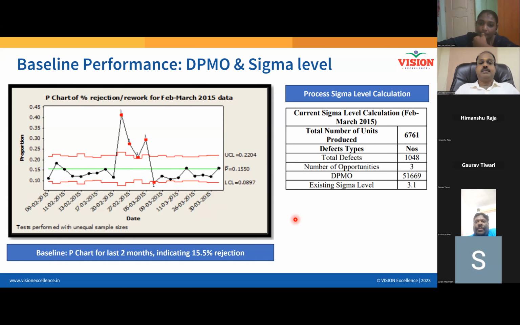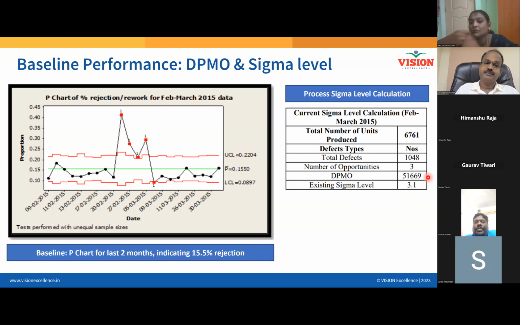15%, sir. Shall we use the past data or the recently collected data? 15%, recent data, because we have taken enough care to collect the data and we can rely on that. So 15%, the problem is now redefined. Problem is now redefined. And the rejection rate is converted into DPMO.